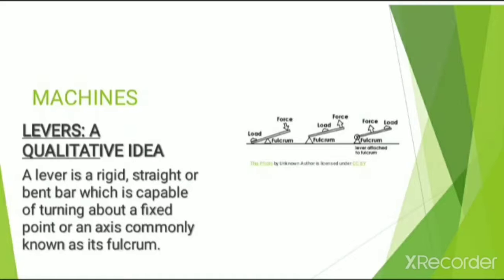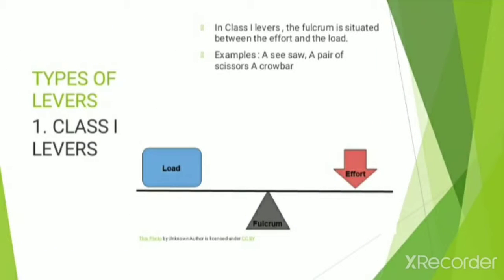Now we'll start with class 1 lever. So what is class 1 lever? As you can see in the diagram, the fulcrum is always situated between load and effort. So in class 1 lever, you will always find the fulcrum between load and effort. What are the examples? The simple examples are seesaw, pair of scissors and crowbar.